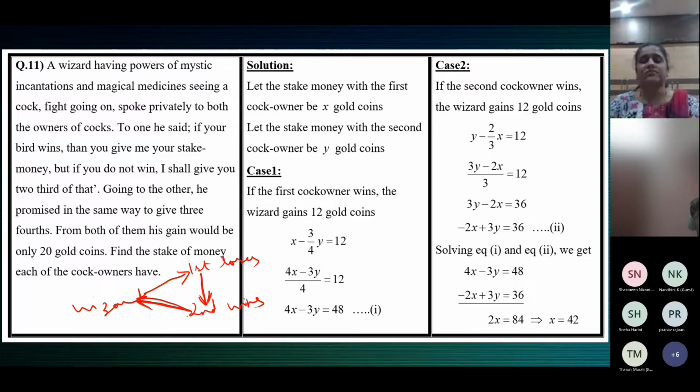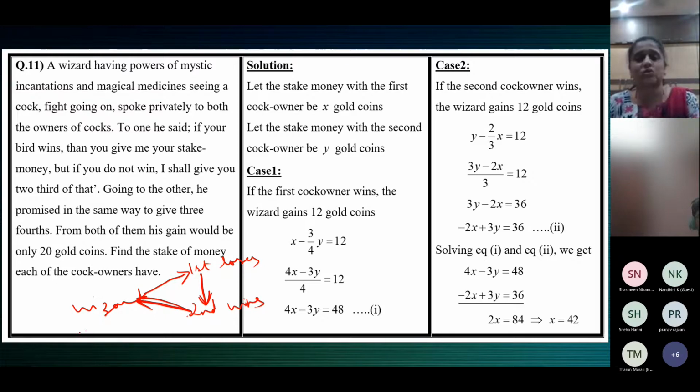So the thing is, if the wizard was not in the picture, the loser will dust his hands and go home. He'll not have anything. The loser will give all the stake money to the winner and he goes home empty-handed. But with the wizard in the scene, the loser also gets money because the wizard is going to give the loser some share. And that is why both the cock owners agree.